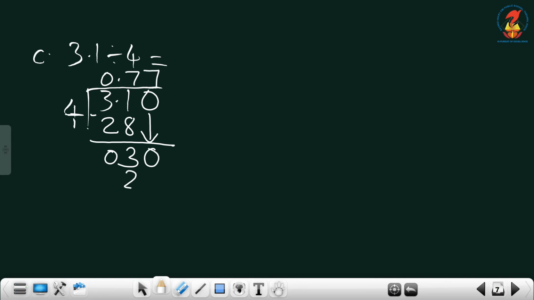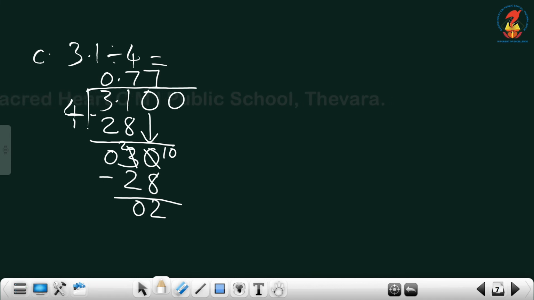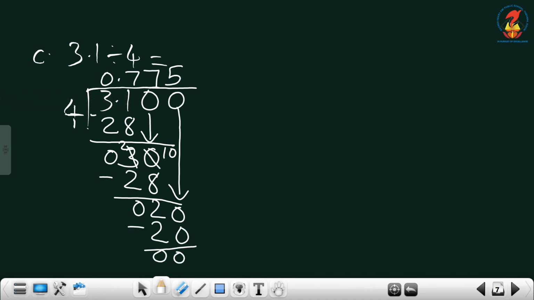Again 4 7s are 28. And the remainder is what? 2 only here, right? Okay, and again the remainder is here. So we want to do what? You know how to do this? This one will become 2. And we need to add one more 0 to the dividend. And we need to take that digit also down. Then it will become 20. Then 4 5s are 20. And the remainder is what? 0. At that point we can stop. And the answer is 0.775. Is it clear? Okay.